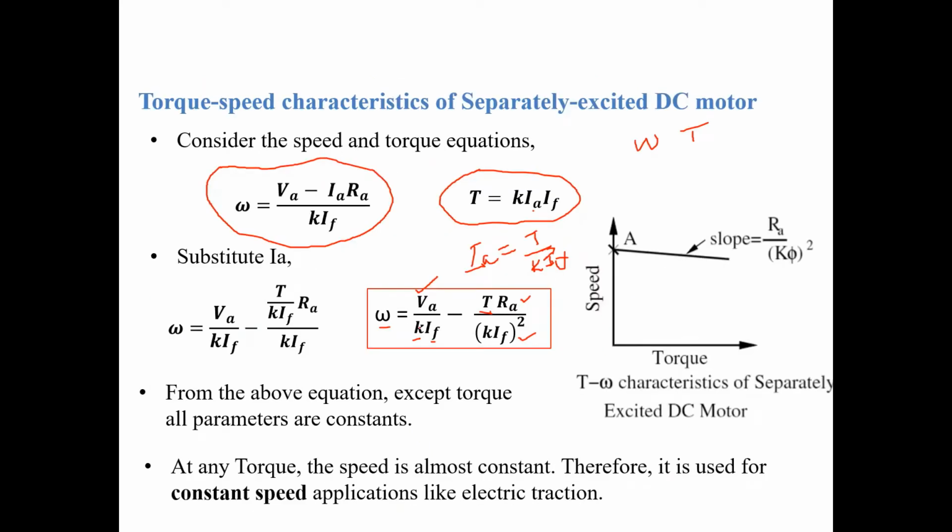When the torque increases, the speed will decrease. It looks something like a constant curve, but it's not exactly constant; it is decreasing with some slope, with the slope of RA divided by (K IF) squared. So this is the torque speed characteristic of a separately excited DC motor. At any torque, the speed is almost constant. Therefore, it is used for constant speed applications like electric traction.